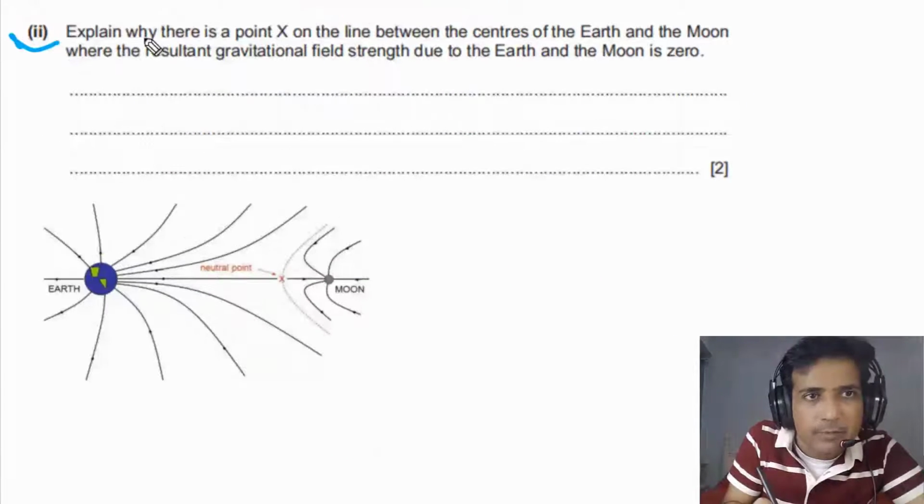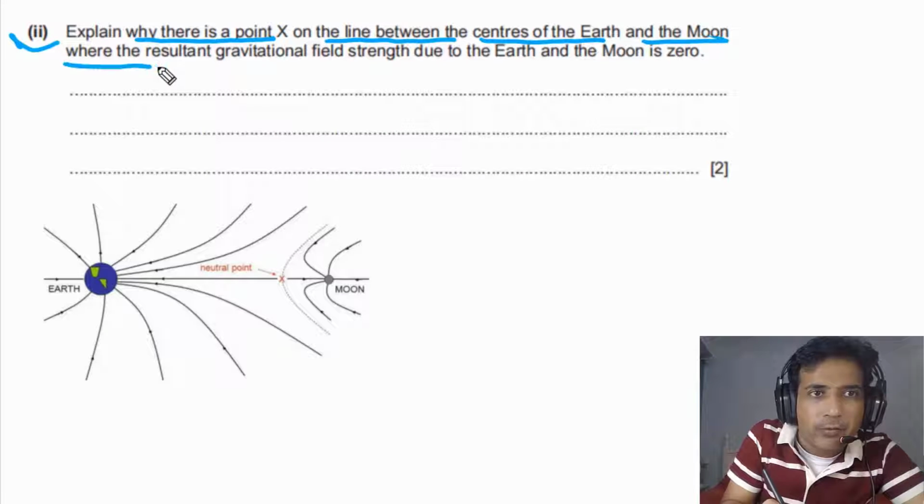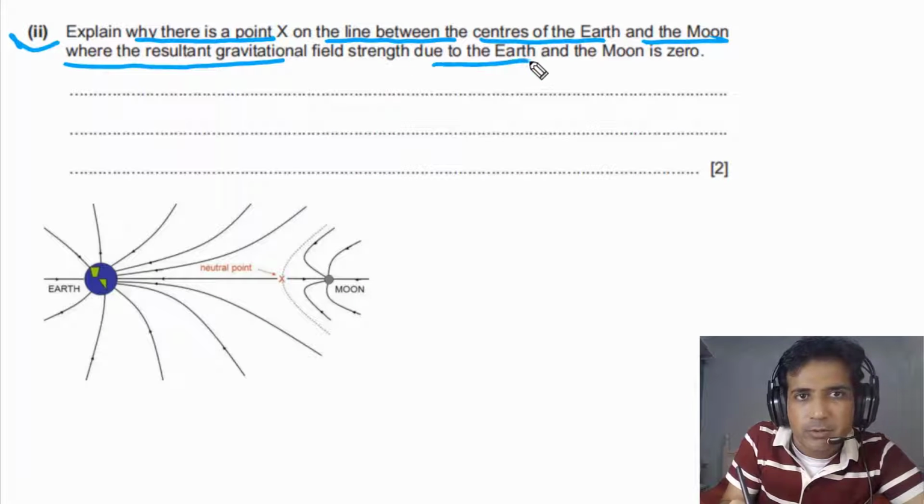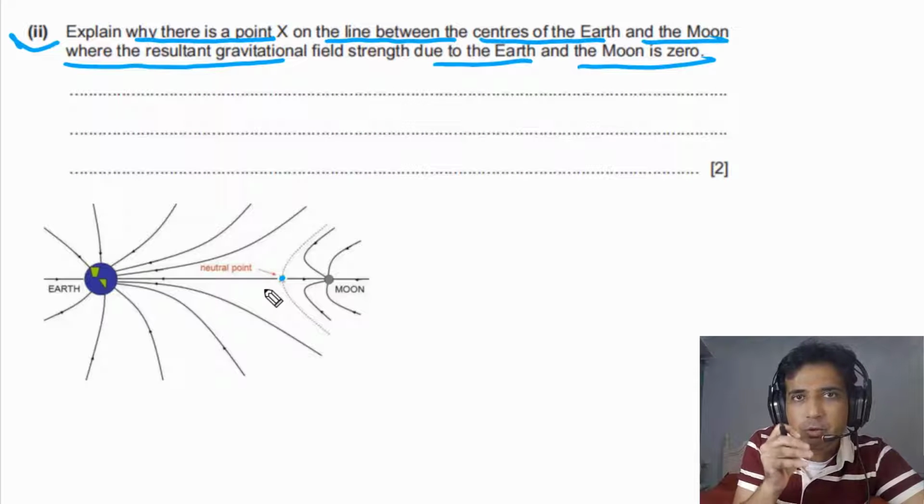For the second part, we need to explain why there is a point X on the line between the centers of Earth and the moon, where the resultant gravitational field due to Earth and the moon is 0. That point actually we call a neutral point. Point X is called the neutral point. Why do we call it a neutral point?